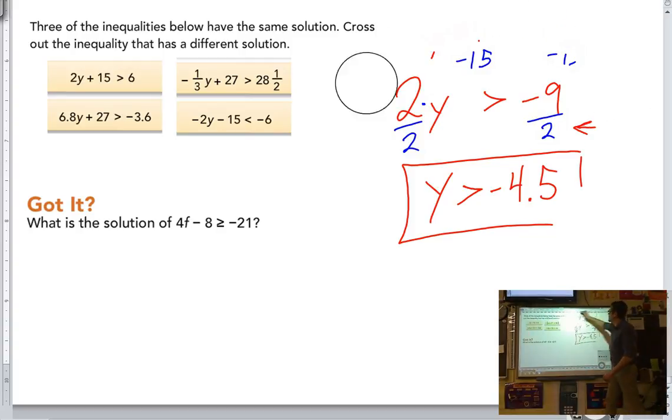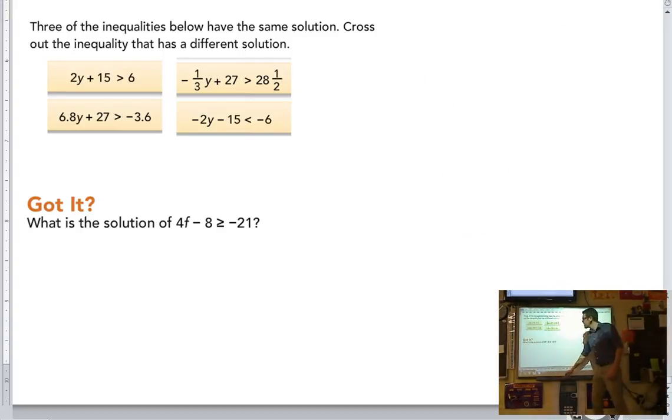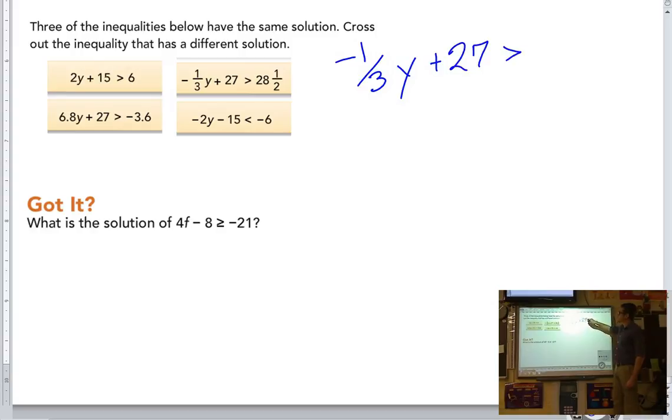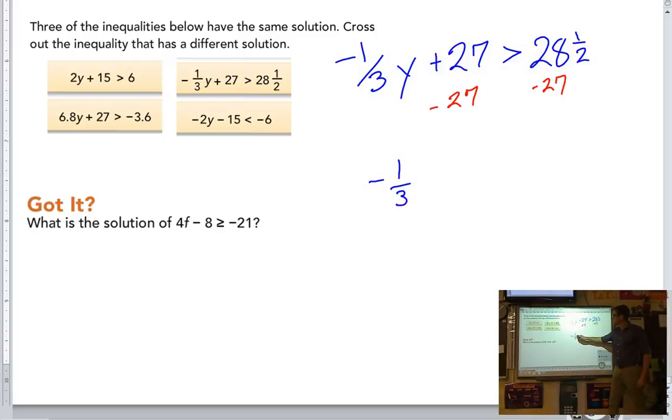On our, we can move left or right. Do I have any volunteers to talk me through this? Hayden, where do you want to go? Go to the right one. So write out the original one to begin with. Negative 1/3 y plus 27 is greater than 28 and a half. All right, what'd you do first, dude? We stop the addition from ever happening by subtracting 27. That gives me, left side turns into negative 1/3 y.